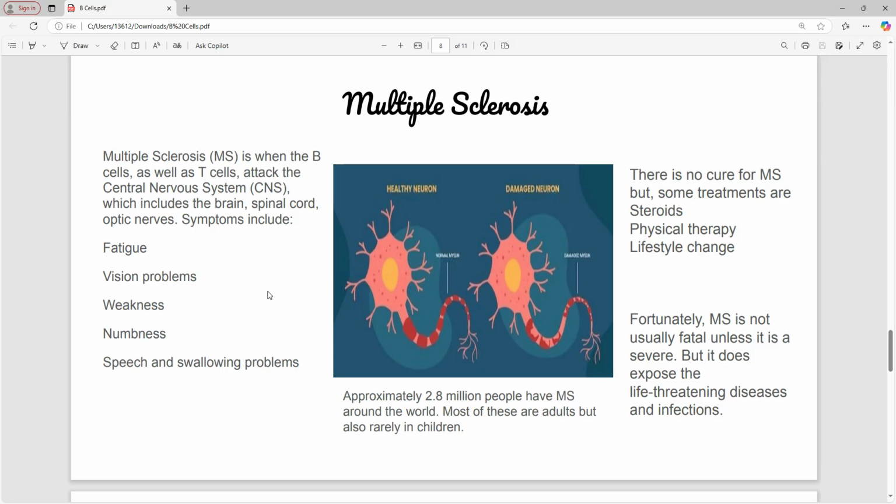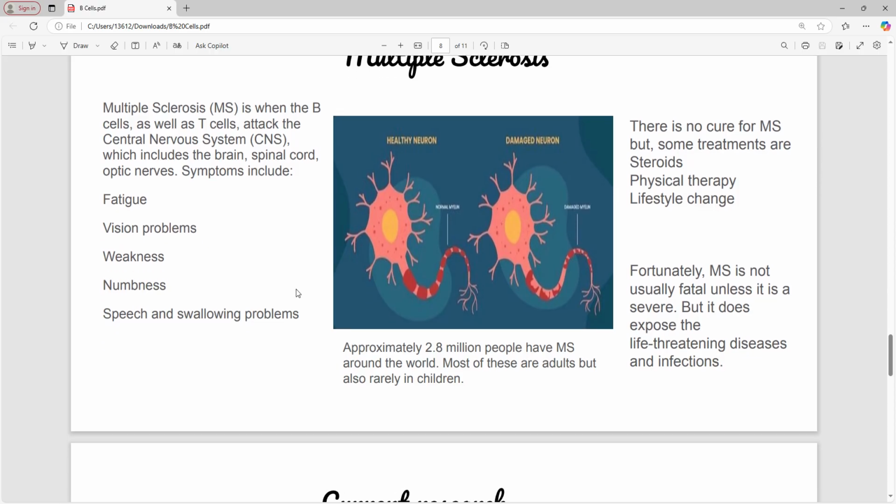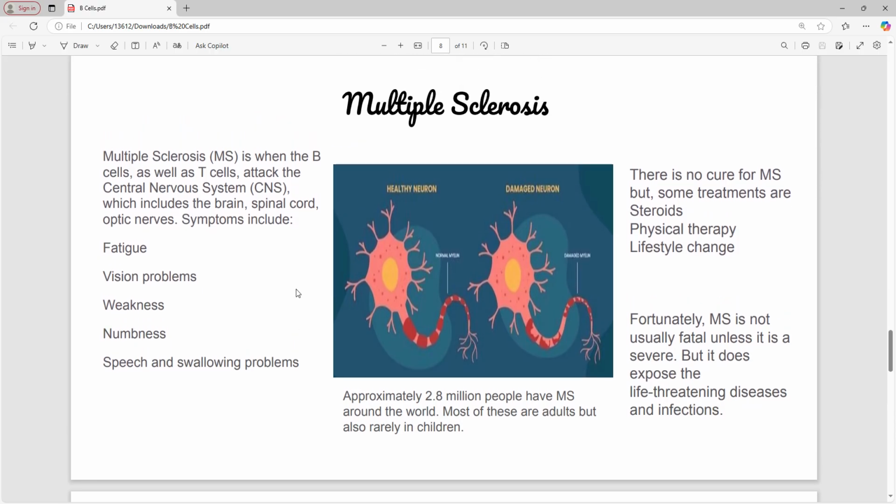Fortunately, MS is not fatal unless it is very severe, but it can affect people's lifestyle and how they live because they're losing the ability to do things. Also, since the B cells are attacking your nervous system, they're going to be busy doing that. They're not going to be able to kill the diseases and infections coming into your body. They won't be able to kill them, so it will lead to more infections. 2.8 million people have MS around the world. Most of these are adults, but this rarely happens in children.